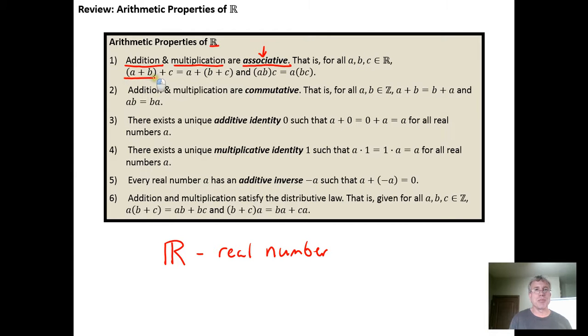So if we do A plus B first and then add C, we'll get the same thing as if we do B plus C first and then add the A. So we can group things in whatever order we want using the associative property, and both addition and multiplication are associative. So we can multiply A times B and then multiply by C, or we can multiply B times C first and then by A.